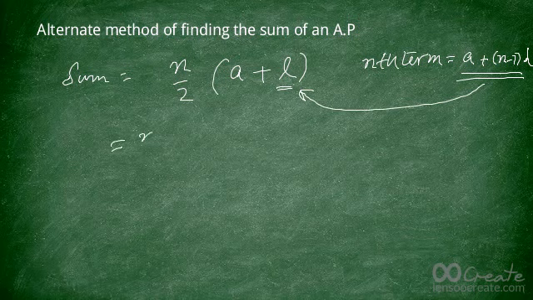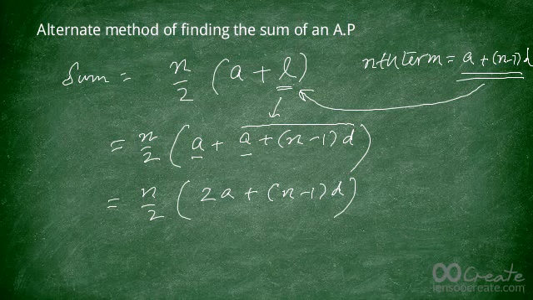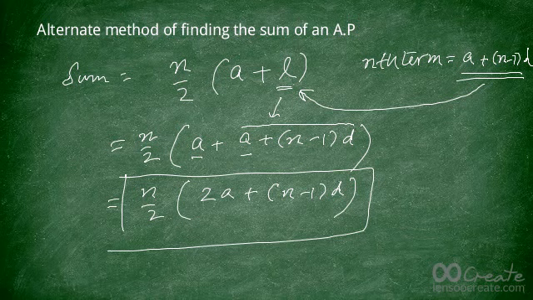So the sum can be written as n over 2 into a plus a plus n minus 1 times d. In place of l, we've written this entire thing, which becomes equal to n over 2 times 2a plus n minus 1 times d. So this is the alternate formula of finding the sum of an arithmetic series: n over 2 into 2a plus n minus 1 times d.